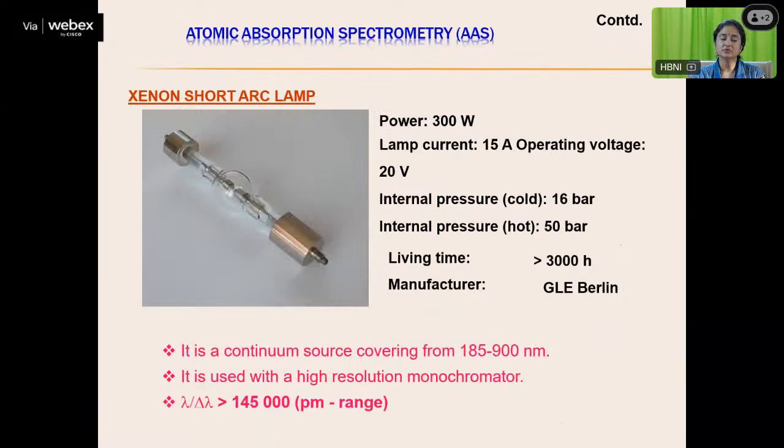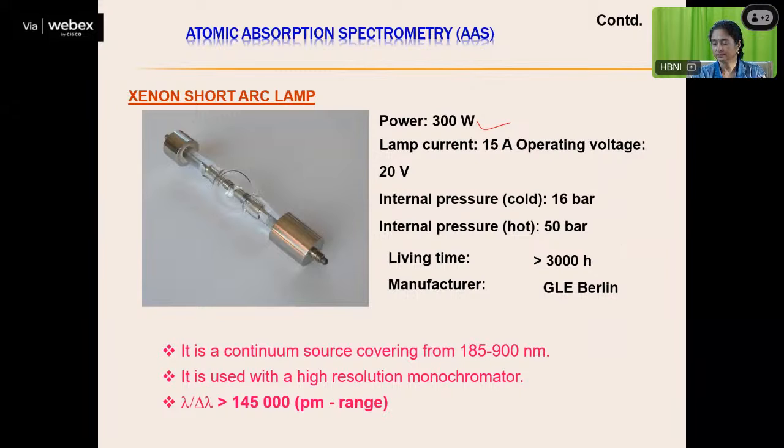Now, what is a continuum source? How can you use a continuum source? In case of a continuum source with a high resolution monochromator, you can use a xenon short arc lamp, whose power is 300 watt, lamp current 15 ampere, operating voltage 20 volt. Internal pressure, now it is 16 bar.